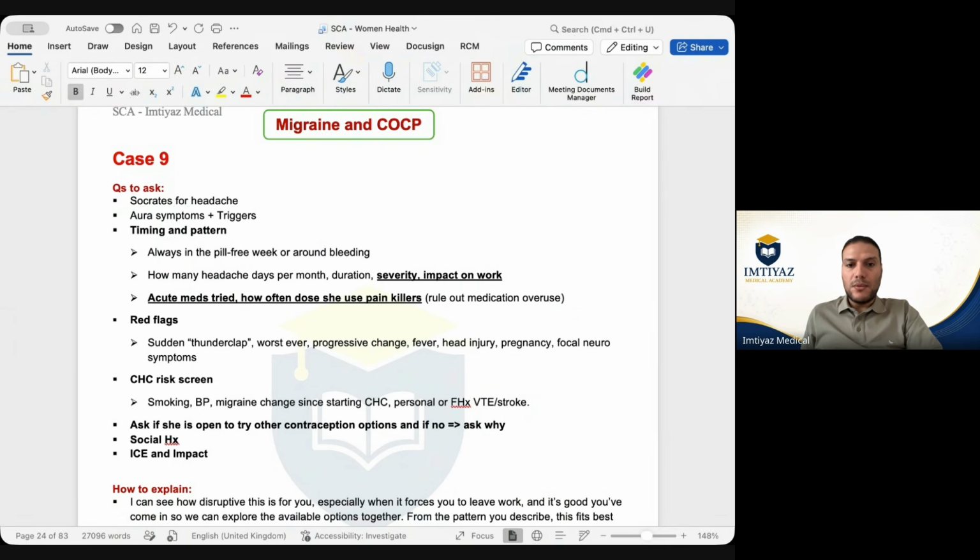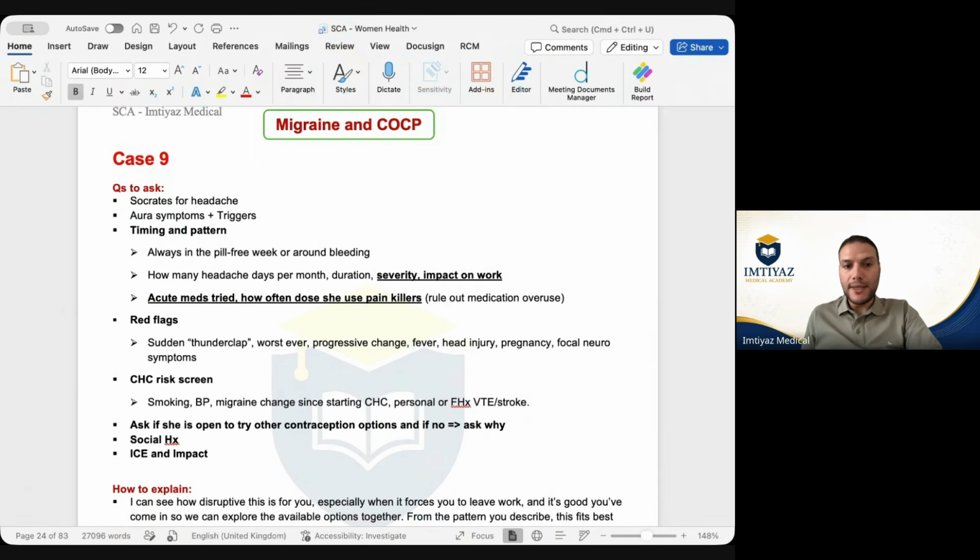Very important, as I told you, to ask about what did you try for it? Did you take any painkillers? Did it work for you or no, the painkillers? How often do you use the painkillers? We don't want you to have medication overuse headache. It's a different type of headache, sometimes hard to control and hard to treat. So how often do you take your painkillers?